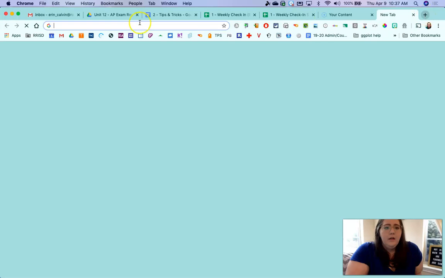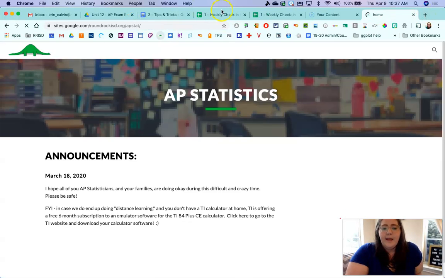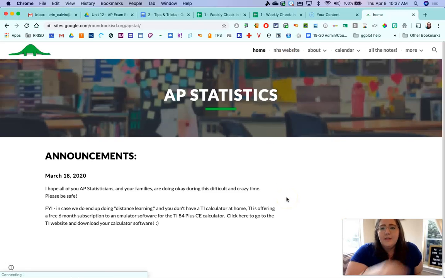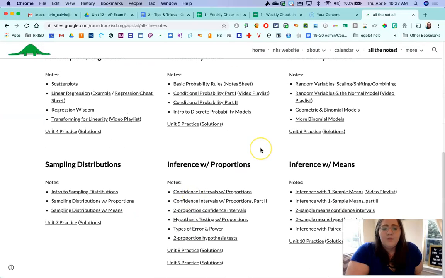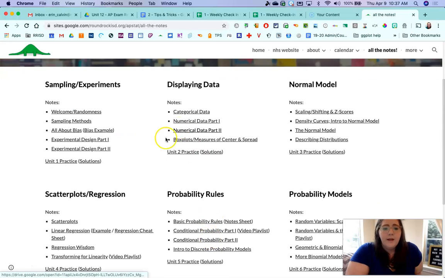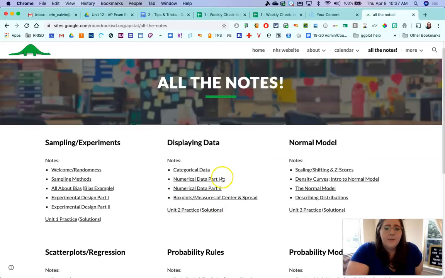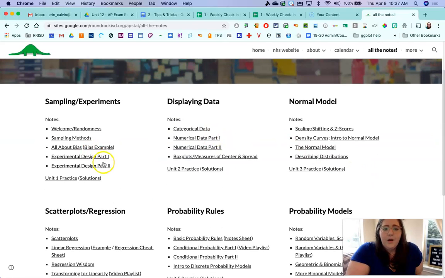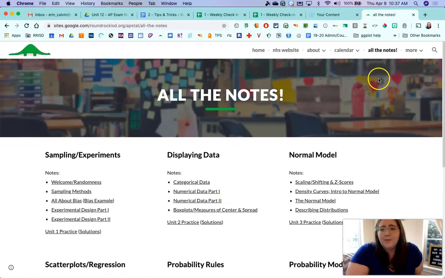On the APStat website, all your tables and formula charts and all that stuff is linked under more. So I mentioned the All the Notes page, which is where you can find every set of notes we've done for everything all year, as well as each unit practice and the solutions. And then, like I said, under regression, I added that cheat sheet. Anything that I had a video up on the YouTube channel, I threw a link into that as well. There are some video playlists and stuff. So definitely check this page out.